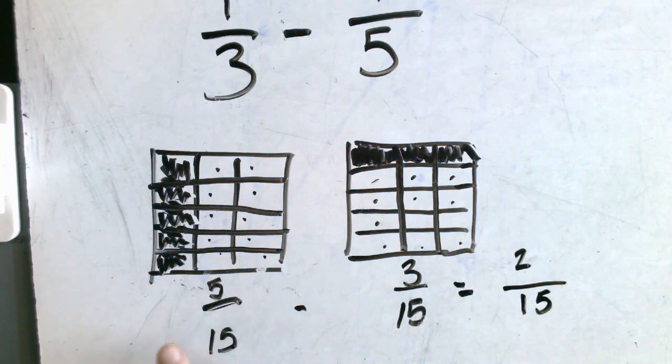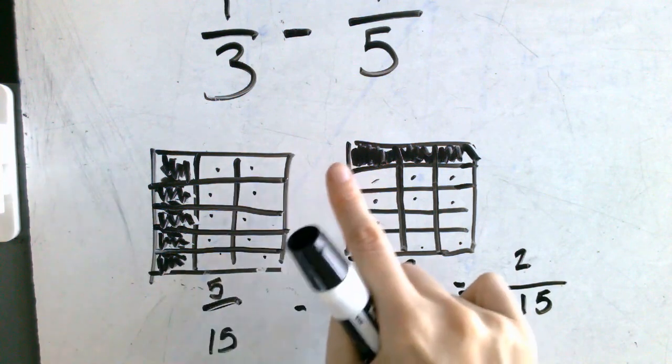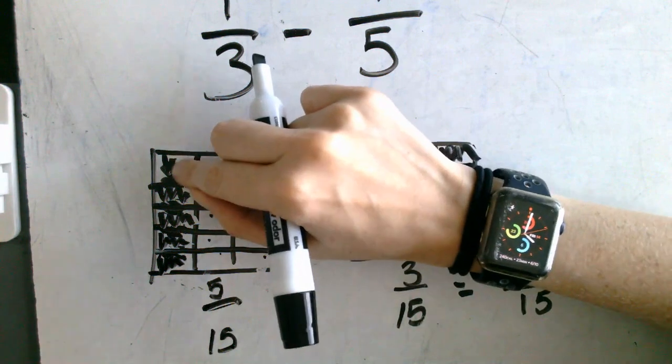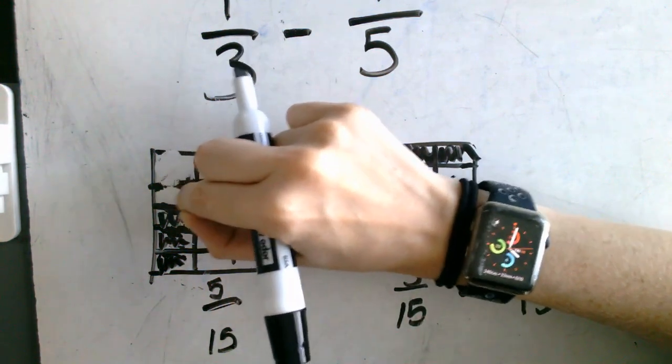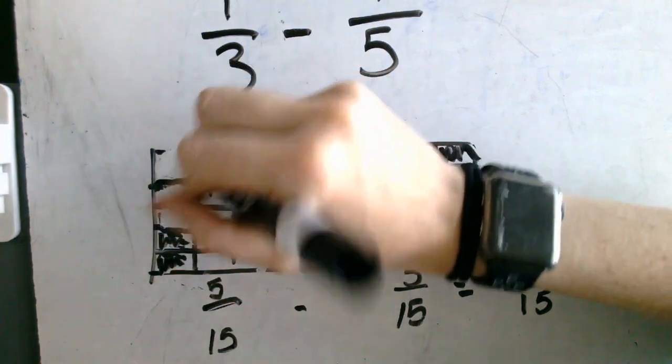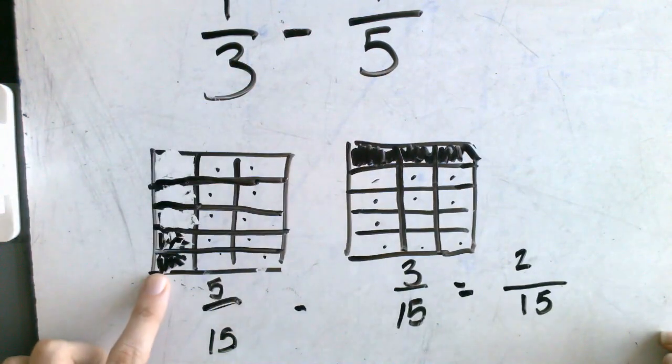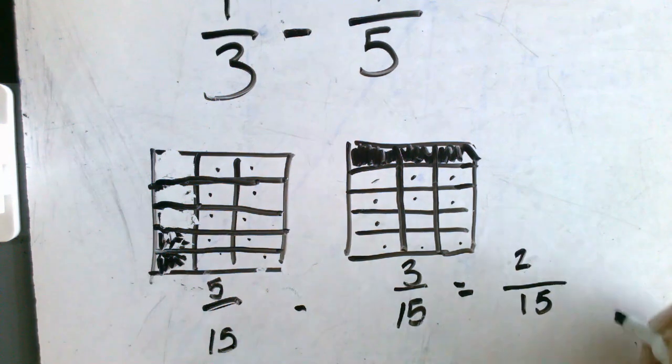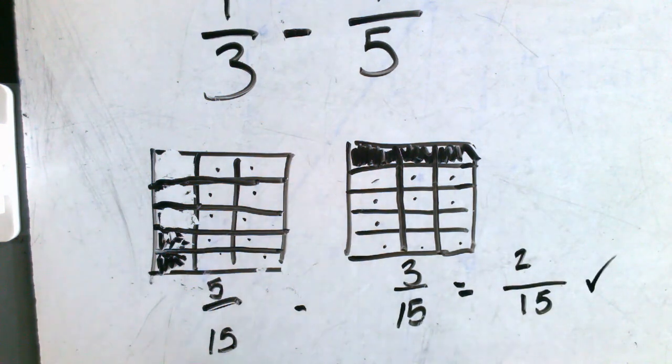But I also can look at my picture. I have 5/15 over here, and I need to take away 3 of those pieces, which just means I basically need to uncolor in 3 boxes on this side, which leaves me with 2/15 left. That kind of checks out over there.